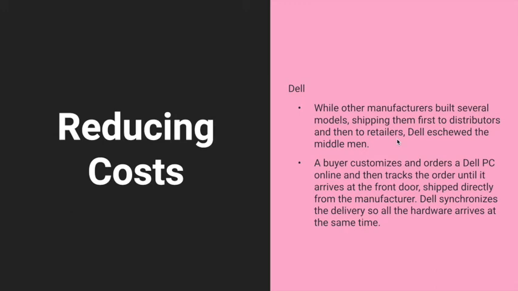Dell is a computer technology company. While other computer technology companies like Asus or Acer built several models, shipping them first to distributors and then the retailers, Dell actually eschewed the middlemen. A buyer customizes and orders a Dell PC online and then tracks the order until it arrives at the front door, shipped directly from the manufacturer. Dell synchronizes the delivery so all the hardware arrives at the same time.